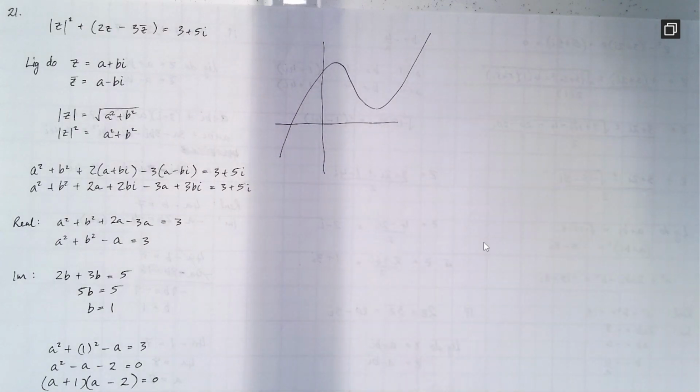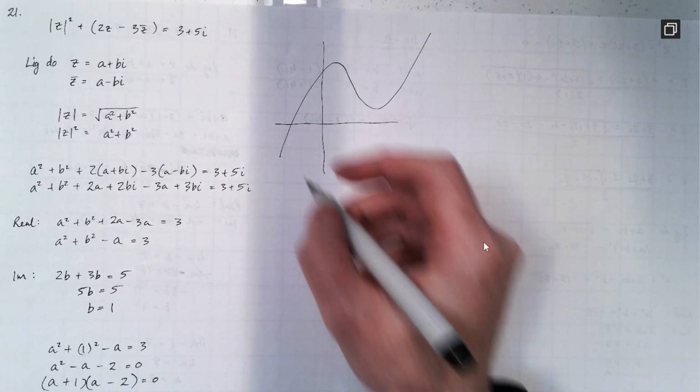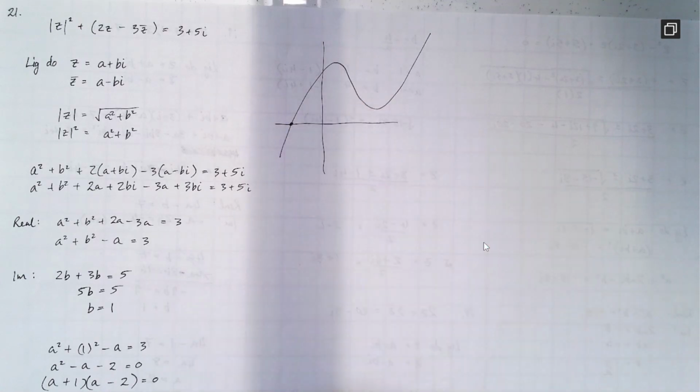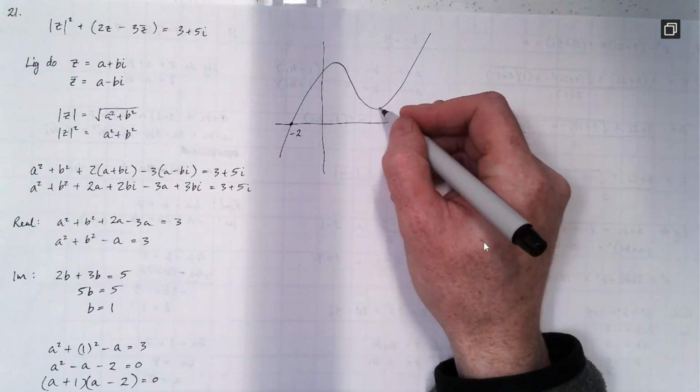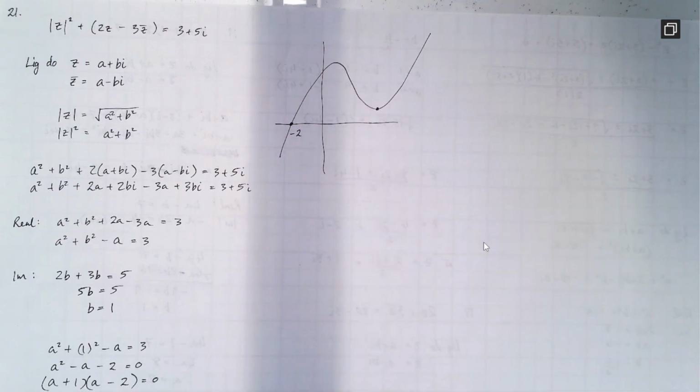Now this is a cubic function. We have one real root, for example minus 2, and then we have two identical complex roots.